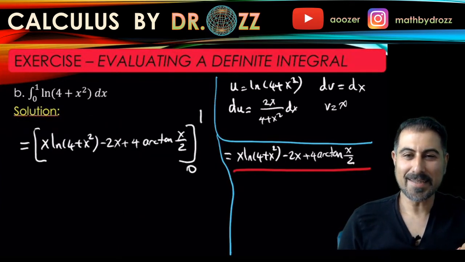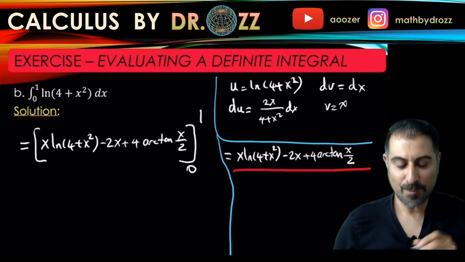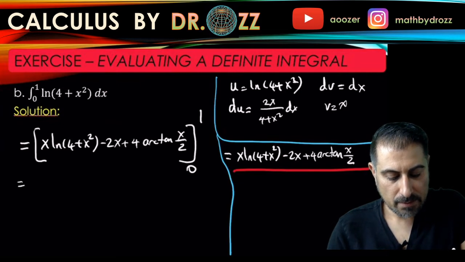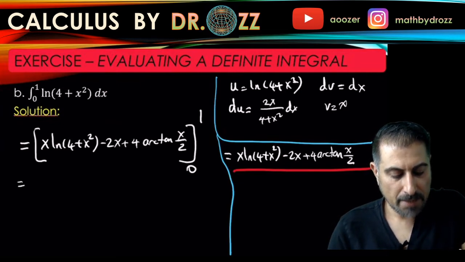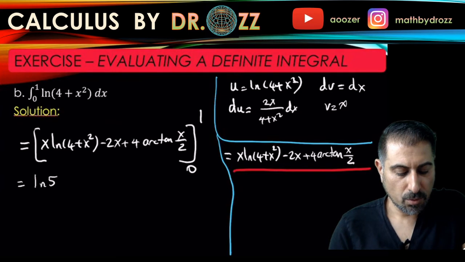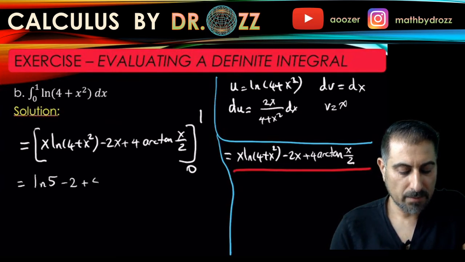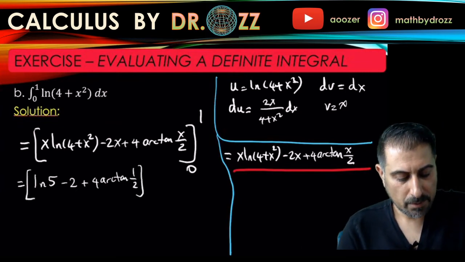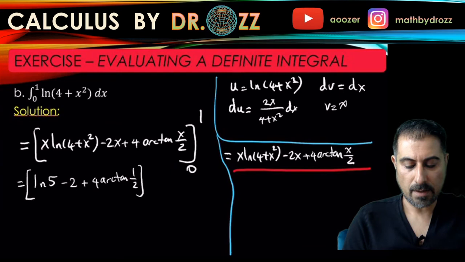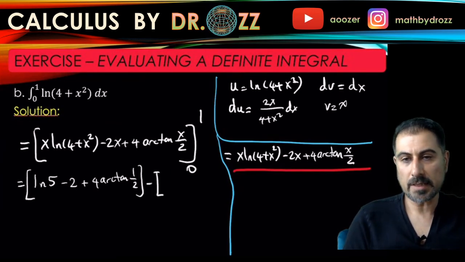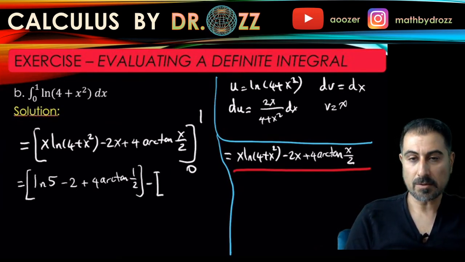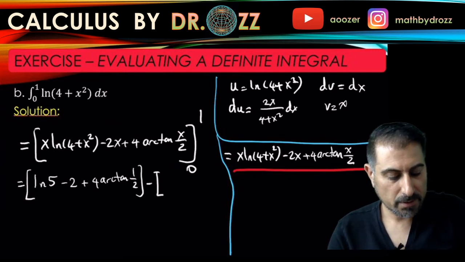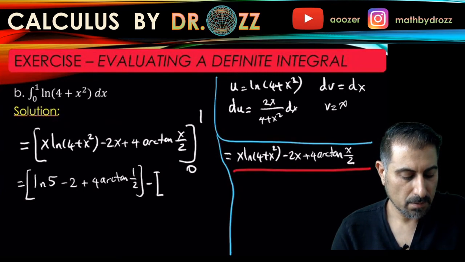All right, I cleaned up everything, so we can continue from here. I'm going to plug in 1. So ln 5 minus 2 plus 4 arctan 1/2. That's me plugging in just 1 first. Then I'm going to plug in 0. The x times ln term is going to be 0 because x is 0. The 2x term is going to be 0. Only 4 arctan 0 is going to survive.